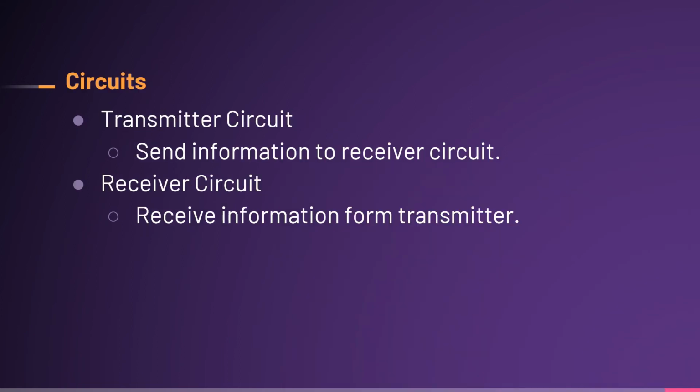There will be two circuits. The first circuit is the transmitter, and the job of the transmitter is to send information to the receiver. The second circuit is the receiver, and the job of the receiver is to receive information from the transmitter.